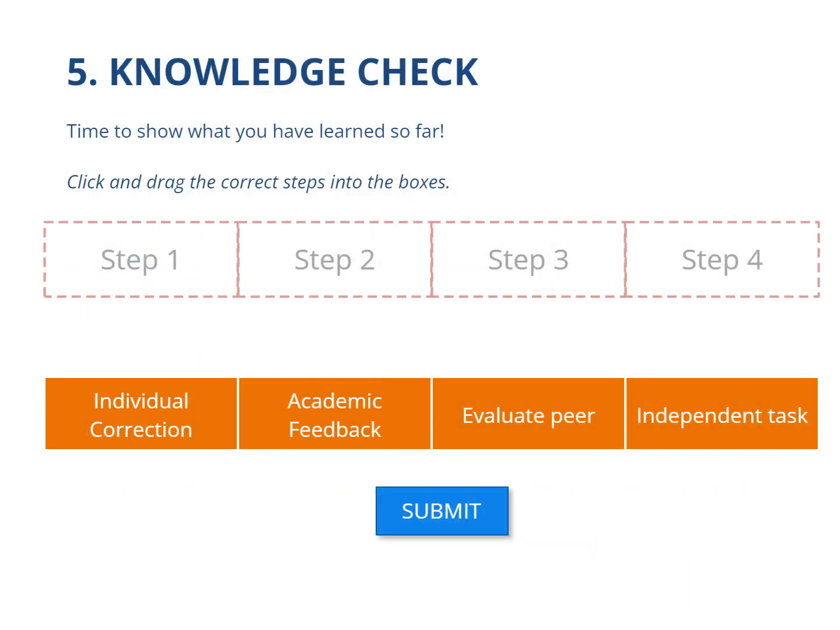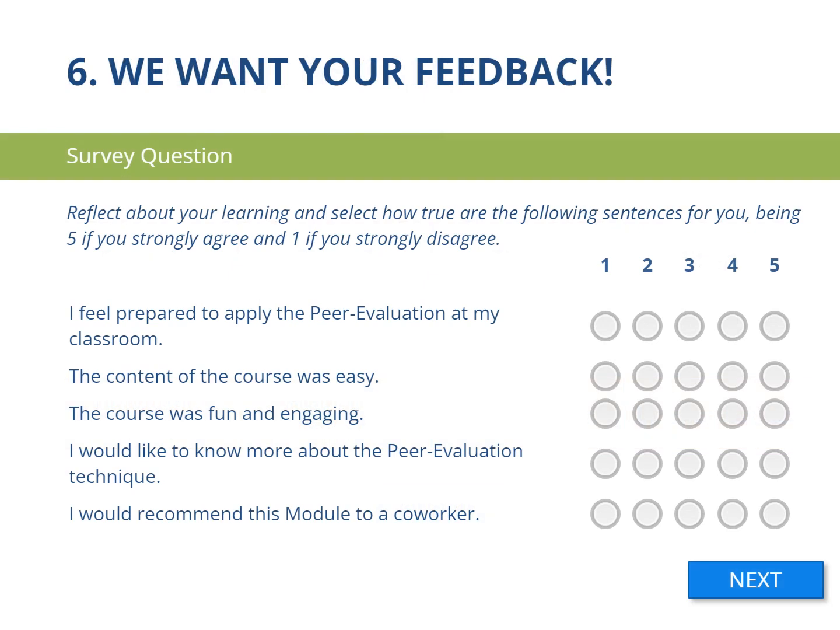Now it is time to check your knowledge. Click in each of the different steps and drag them to the right box to have all the 4 steps in order. Before finishing the course, we want your feedback. Please reflect about your learning and select how true are the following sentences for you, being 5 if you strongly agree and 1 if you strongly disagree. Once you're done, you can click in the next button to go to the final slide.